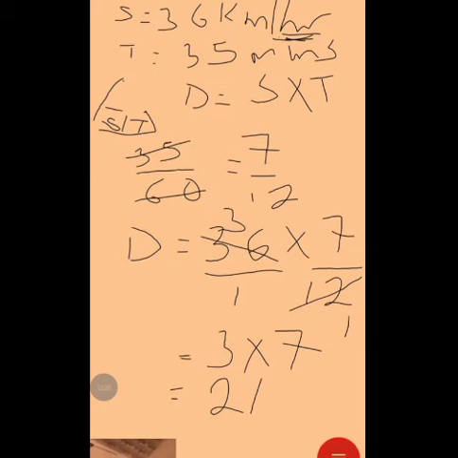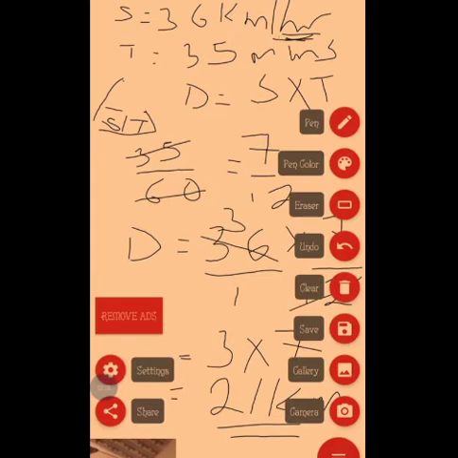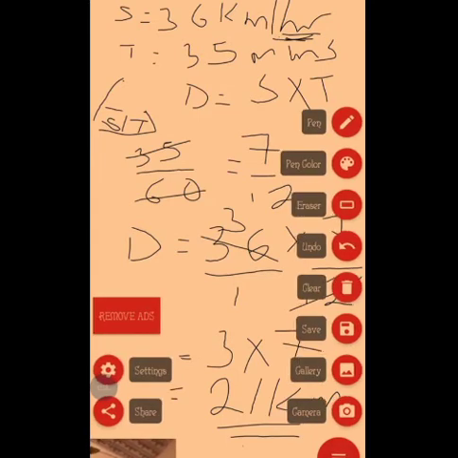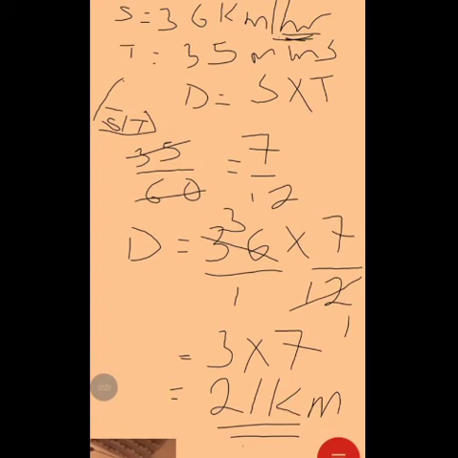What is the unit for distance, Morire? Very good, kilometer. So it will go 21 kilometers in 35 minutes. That is our final answer for that. Now you can always pause this and write your corrections. Ask me questions if you don't understand.